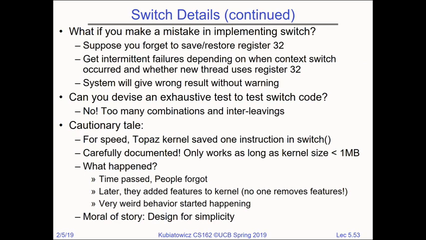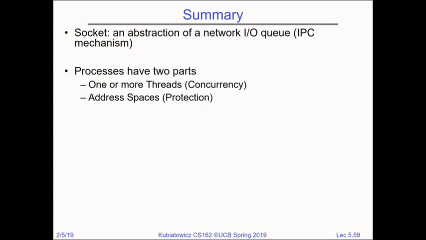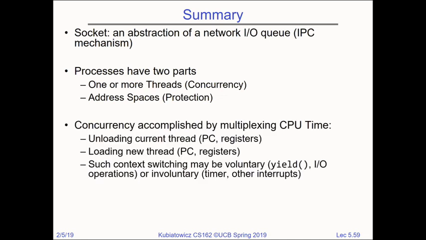All right, so in conclusion, we talked about sockets again, which are an abstraction for one end of a network I/O. Processes have two parts: threads for concurrency, and address spaces for protection. We talked about concurrency being accomplished by multiplexing CPU time: unloading the current thread, loading the new thread, and switching. Context switching can be voluntary or involuntary, and we're going to expand on this next time.